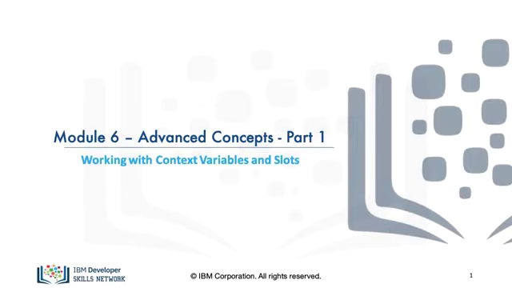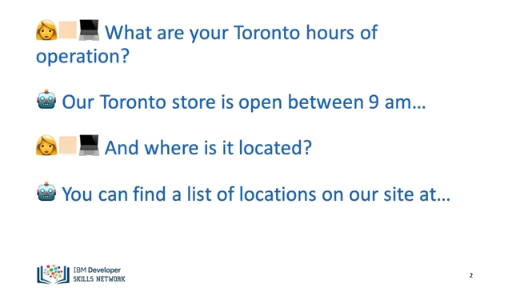In this module, we'll focus on two important concepts that can really take your chatbot to the next level, namely context variables and slots. Consider the following interaction. The user asks the chatbot about hours of operation for a specific location.